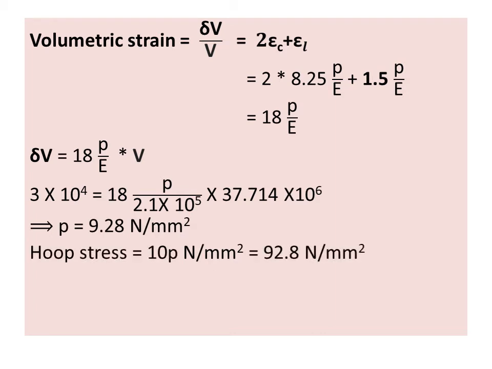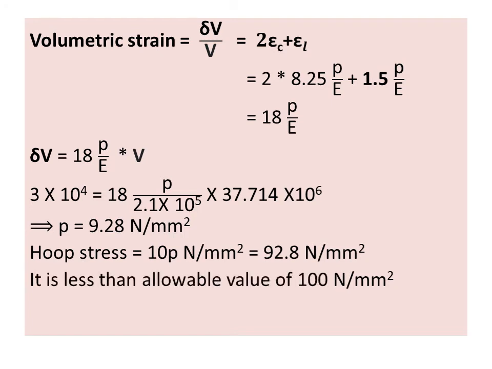Hoop stress is calculated as 10P. So it is equal to 10 into 9.28 N/mm², which is 92.8 N/mm². It is less than the allowable value of 100 N/mm². Hence, filling additional gas is safe.